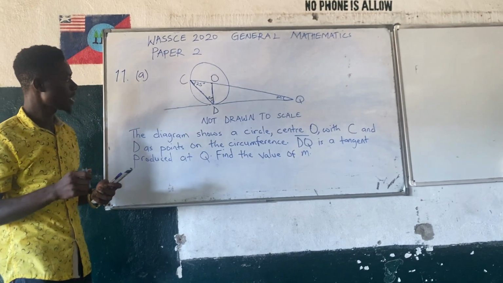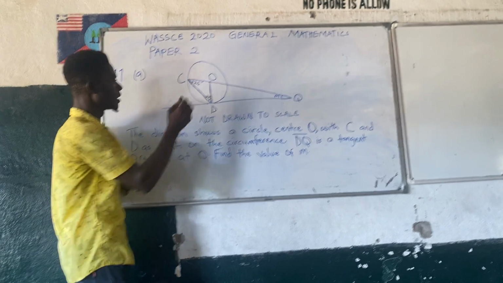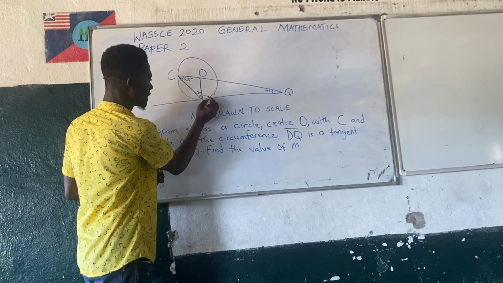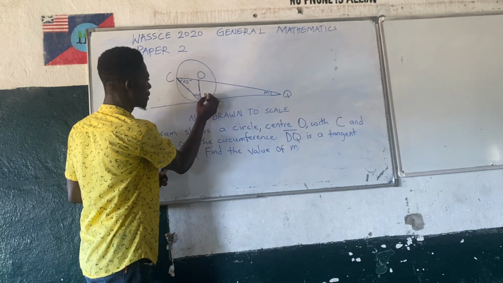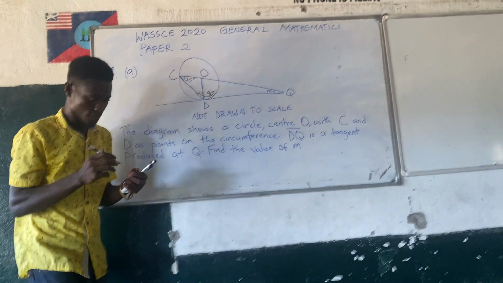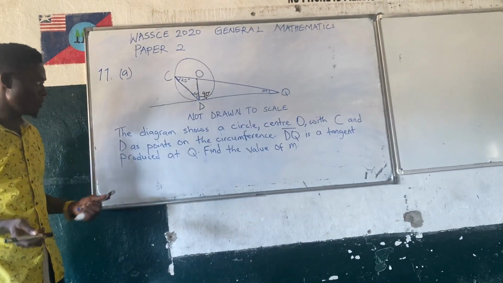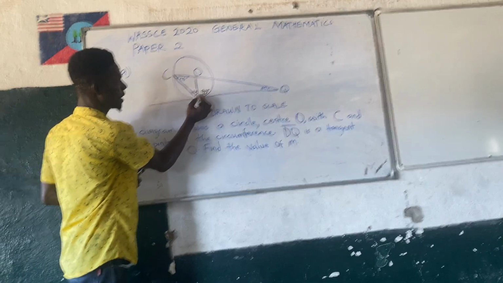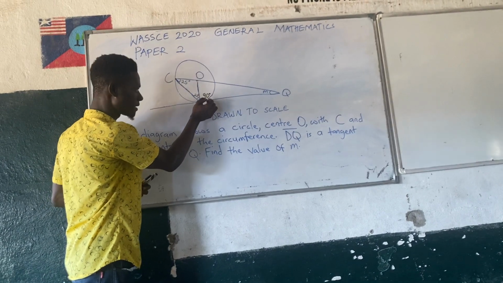Another property that you can identify is that the angle between a radius and a tangent line is 90 degrees. That's a theorem that you have to remember. The angle between a radius and a tangent line is 90 degrees.